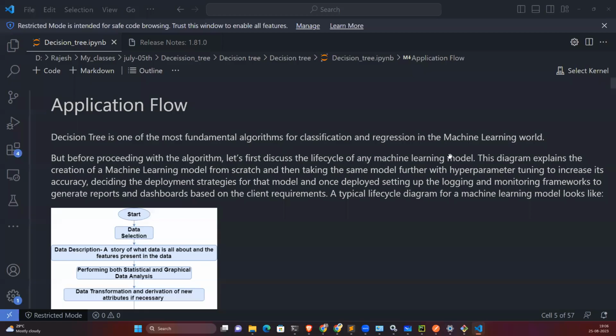So yeah, the deployment strategy for any kind of machine learning algorithm will be quite similar. There is no difference in the deployment, but if you are facing any kind of problem, feel free to let me know. But as of now, just try to understand what a decision tree is.